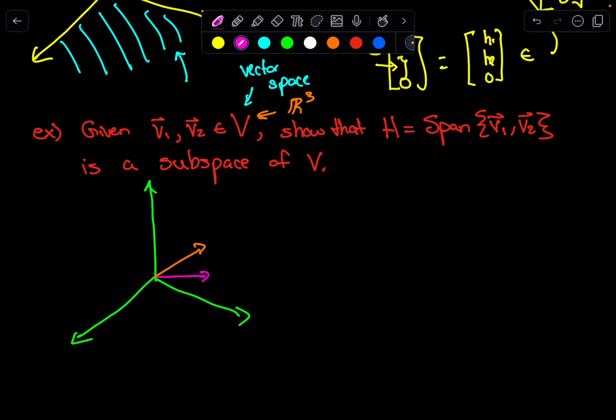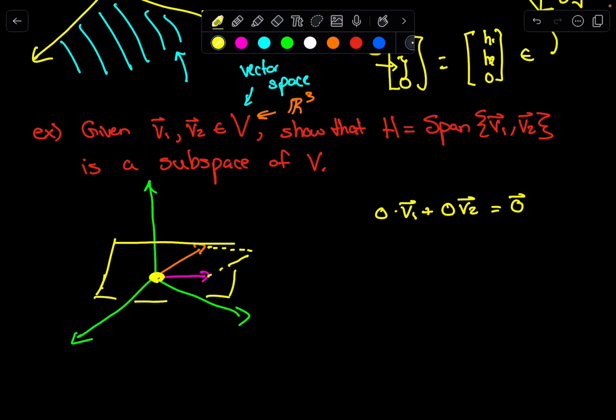The span of them creates what? Well, if they're linearly independent, their span is going to create a plane. It's just going to do this and that, and it's going to expand and be a whole plane. And most importantly, it's a plane through the origin because 0 times v1 plus 0 times v2 is equal to the 0 vector, and that is clearly inside of H. So therefore, we satisfy the first check of being a subspace.